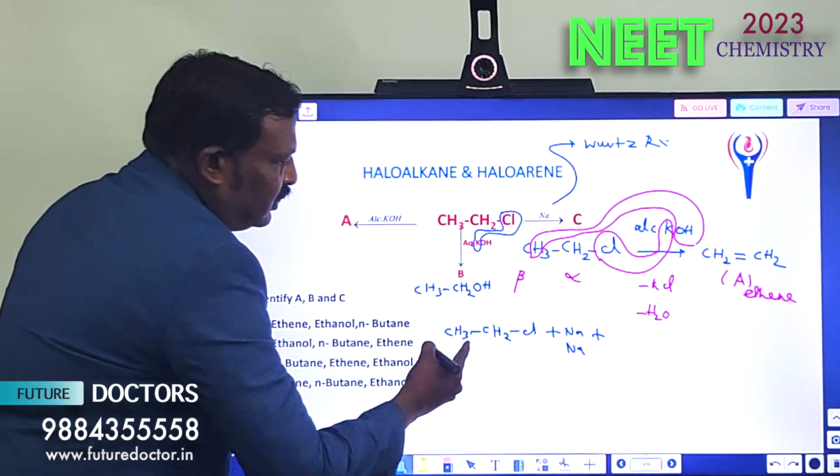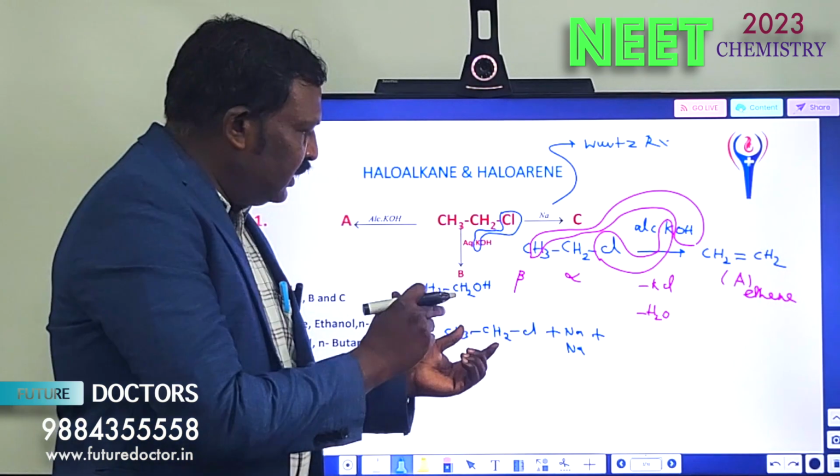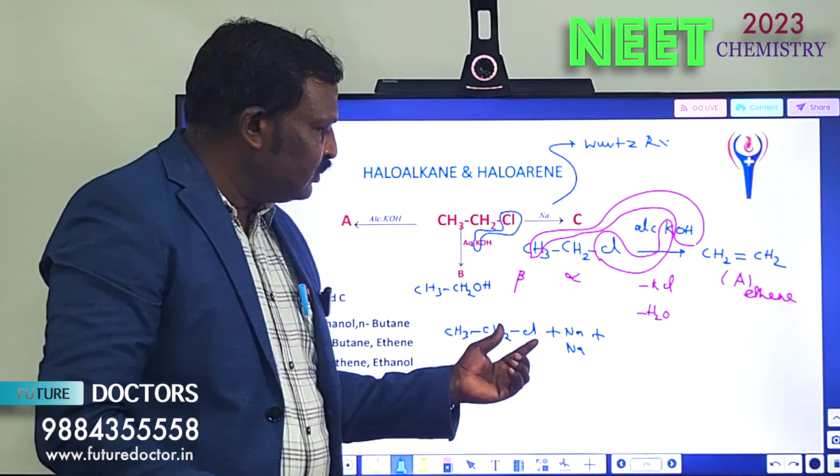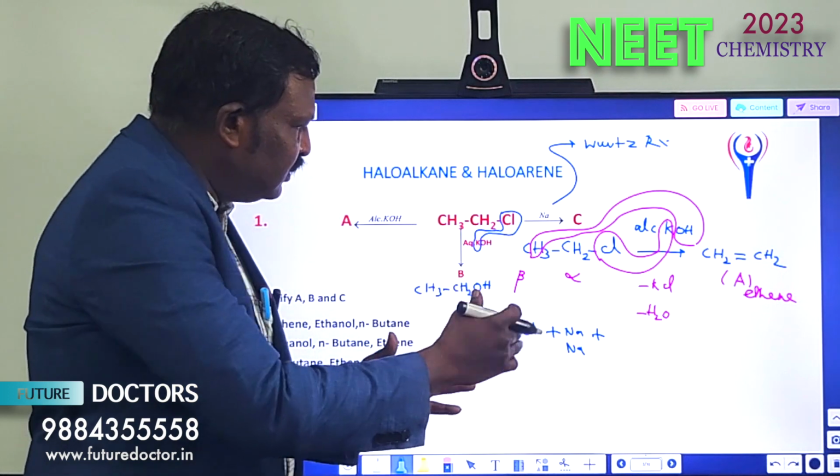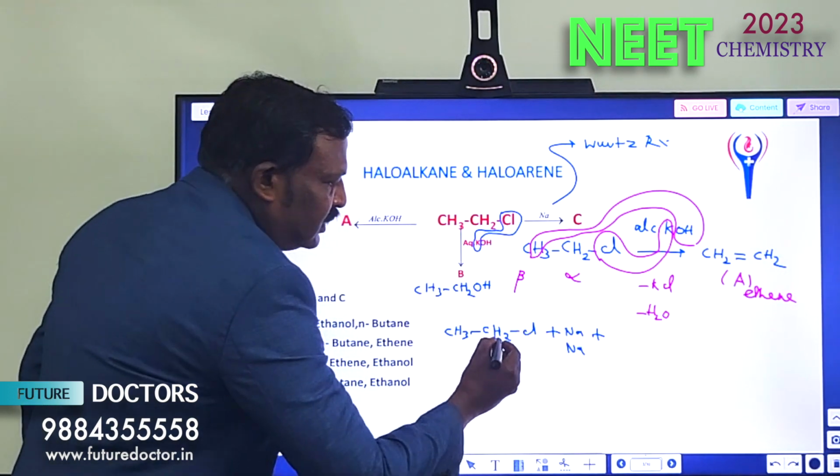Mostly in organic chemistry, if you want to write the 2 compounds at the same time, one you should write as it is, and one you should write in reverse. Then only we can get the product. See, Cl.